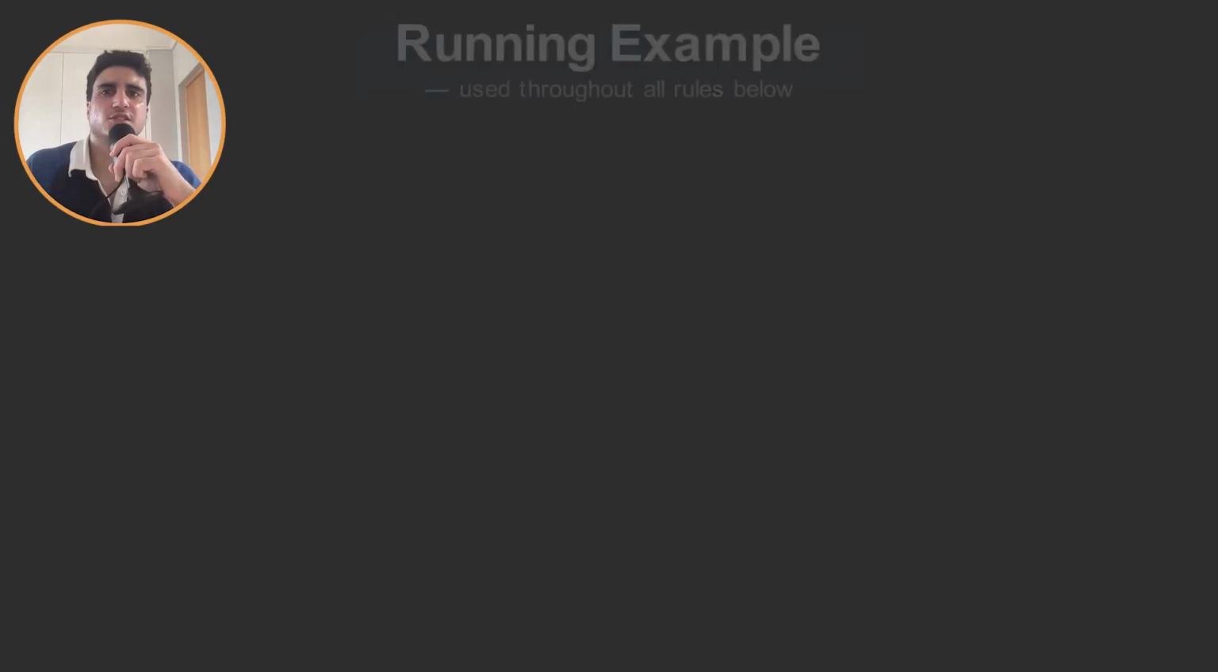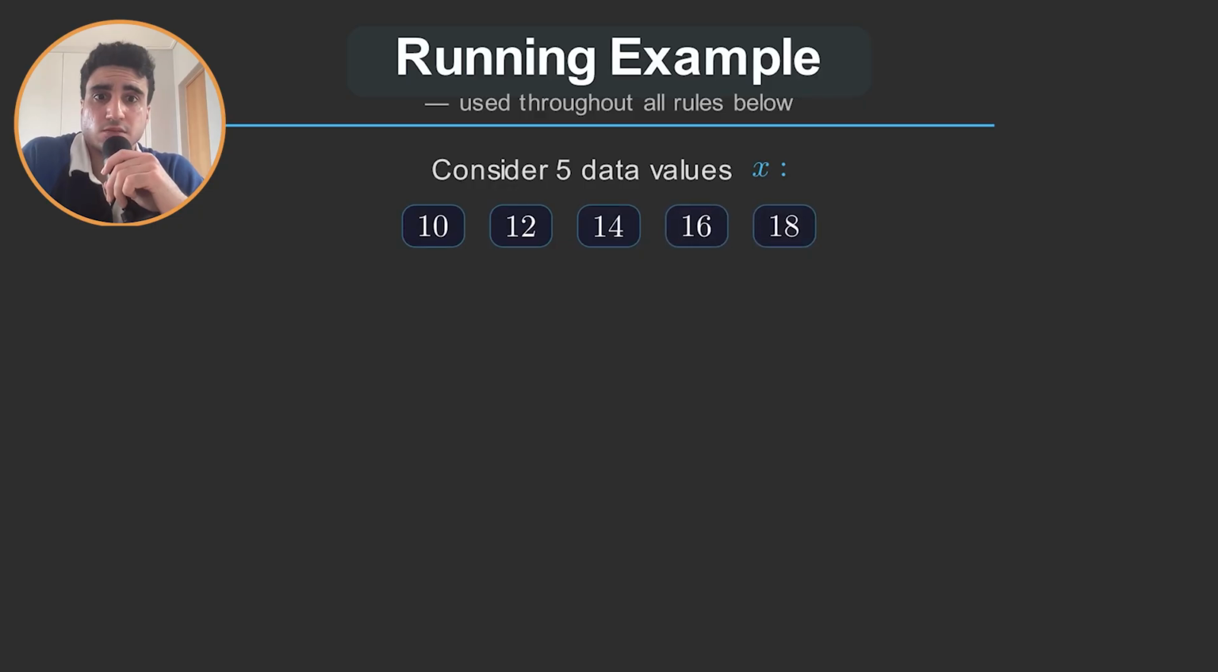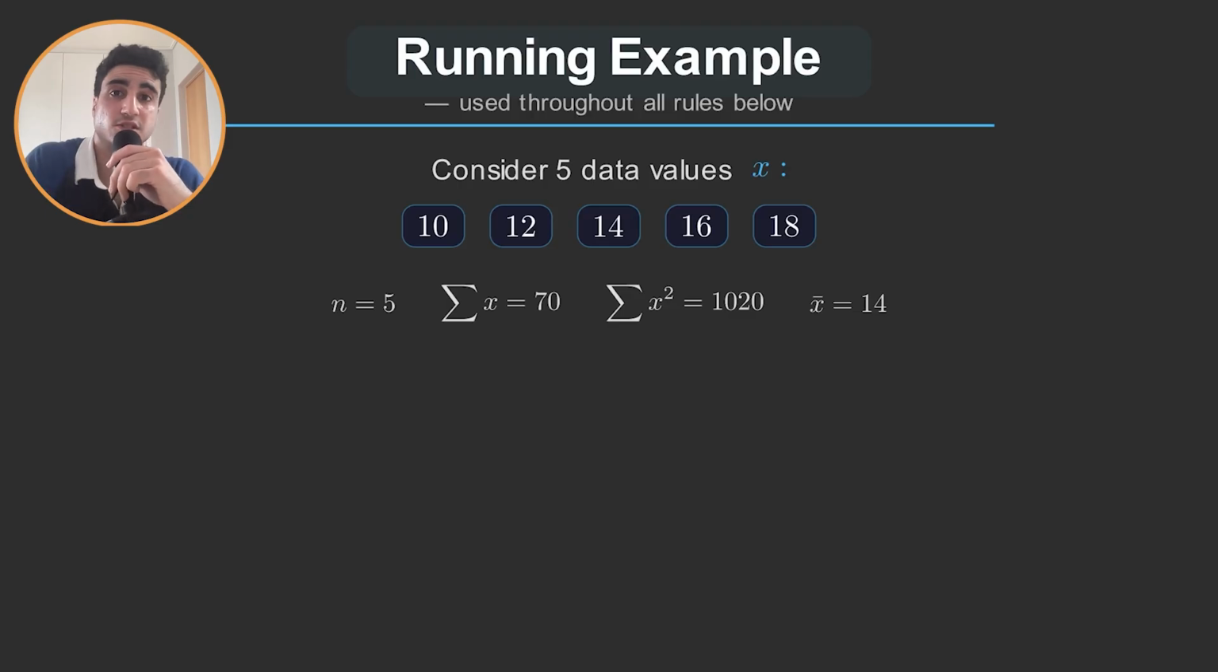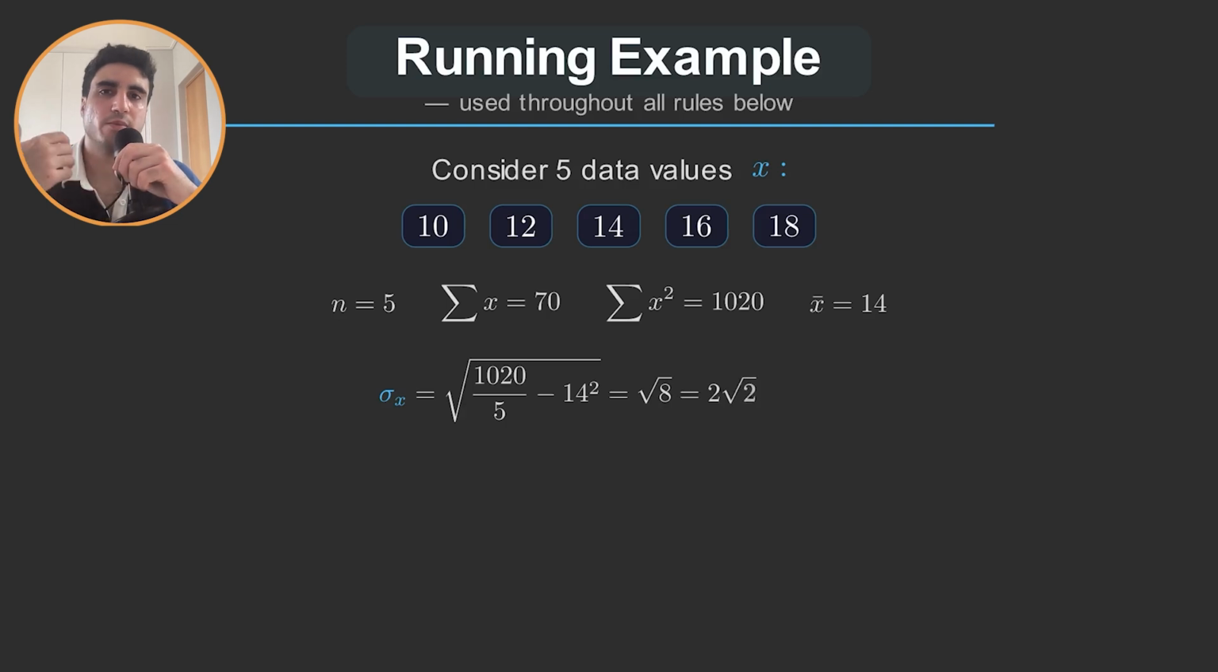Okay, so to explain this, let's give a running example which we can use for all the rules we're going to cover. Let's consider 5 data values: x equals 10, 12, 14, 16 and 18. Obviously here our n is equal to 5 and the sum of all these values is equal to 70. Sum of x squared is going to be 1020, and the mean, sum of x over n, is 14. When we work out the standard deviation of x, that's going to equal 2.83. Okay, so why am I telling you this?